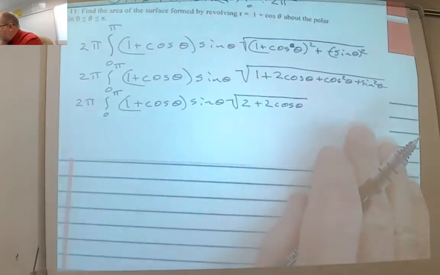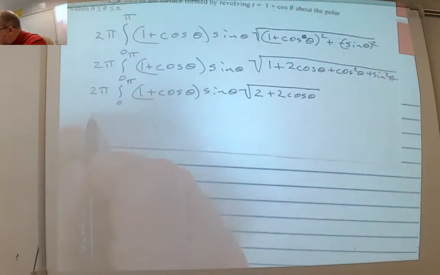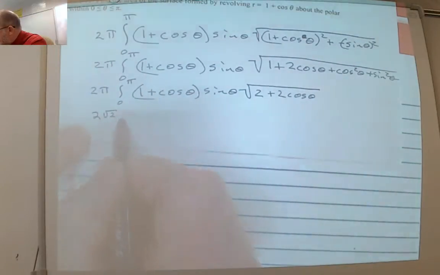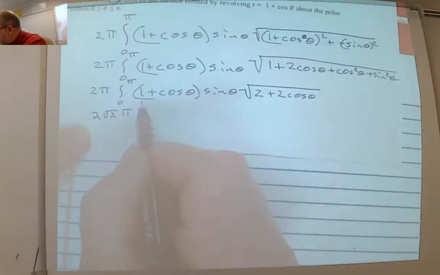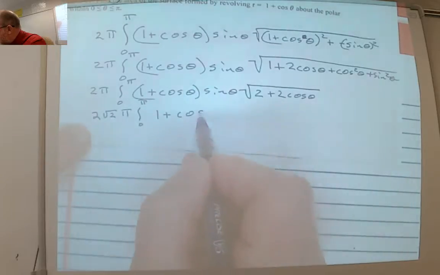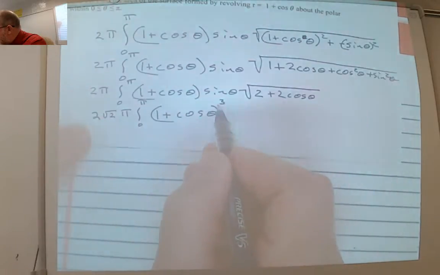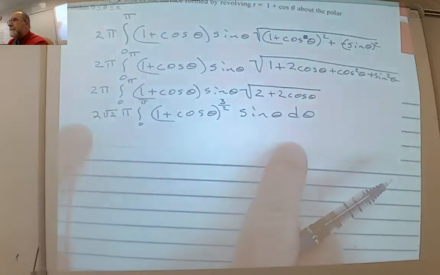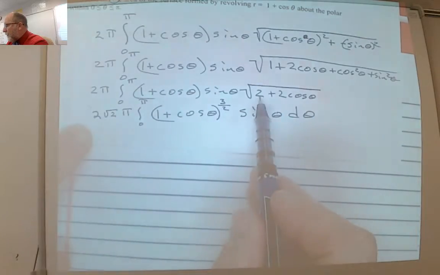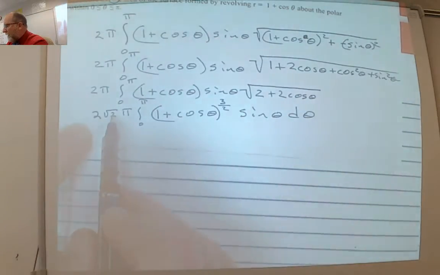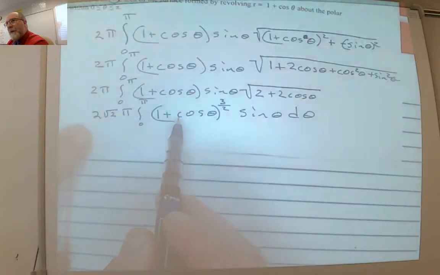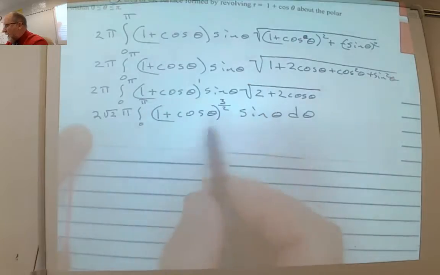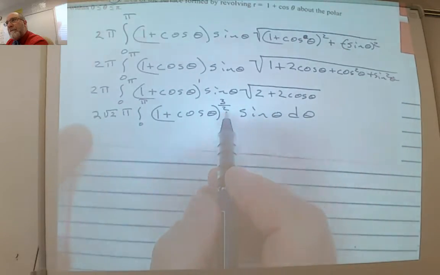Exactly. Now, see if you can follow where I got this. 2 square root of 2 pi from 0 to pi, 1 plus cosine theta to the 3/2 power sine of theta d theta. I factored out the 2. That's where the square root of 2 comes from. It's exactly the same as this, but to the 1/2 power. And since that's an exponent of 1, I added the exponents. Rachel, does that make sense? I made some jumps here.